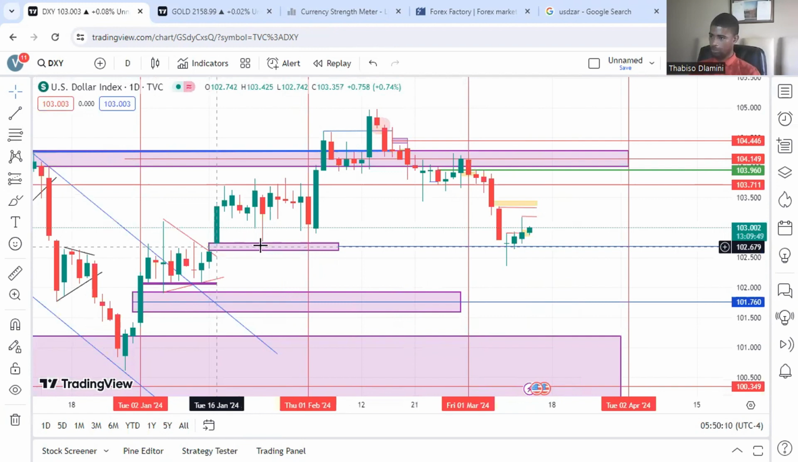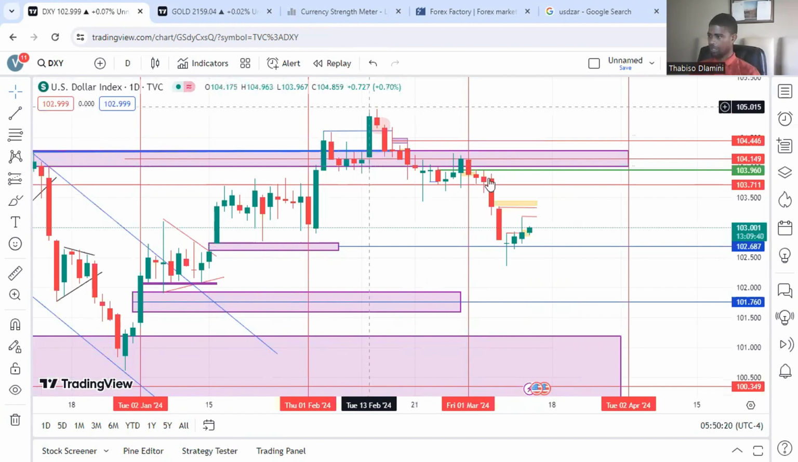And what did price do? Price obviously accumulated orders here, then continued with an impulse towards the upside. Same thing there, then accumulated a bit here, and then we came back down.